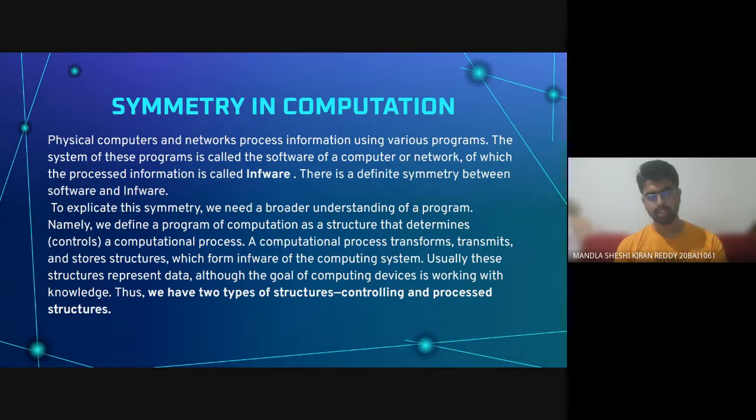A computational process transforms, transmits, and stores the structures which form the inferior of the computing system. Usually these structures represent data, although the goal of a computation device is working with knowledge. So we have two types of structures: the controlling structure and the processed structure. What we have learned from this slide is, first, there is a symmetry between the software and the infware, and second, there are two types of structures related to this, the controlling structure and the processed structure.